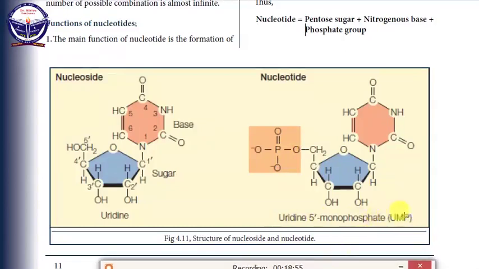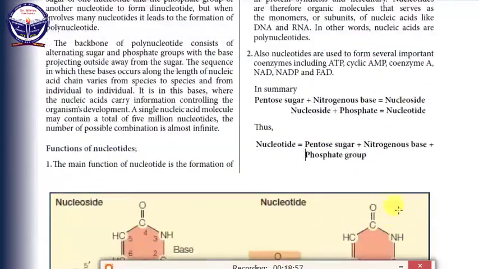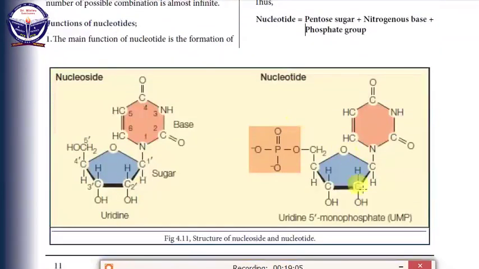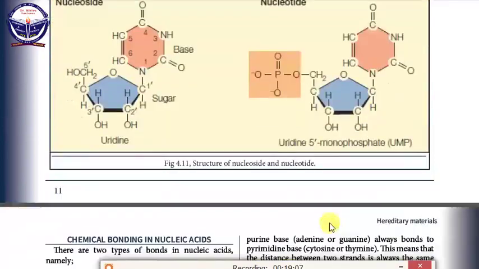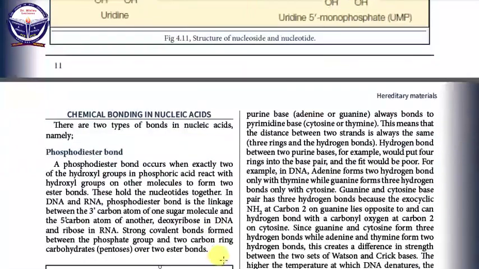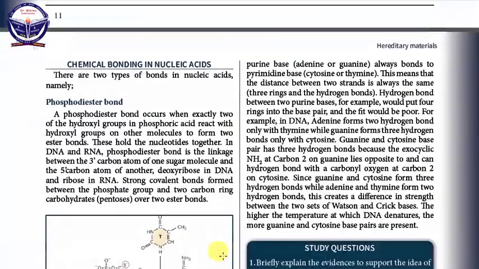So uridine simply is because of uracil. And for example, in ATP and AMP, we have adenine, but here it is used the uracil as one among the nitrogenous bases. Finally, let's finalize by discussing the chemical bonds in nucleic acid.